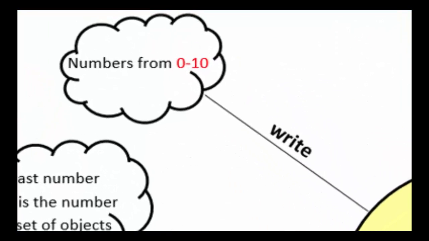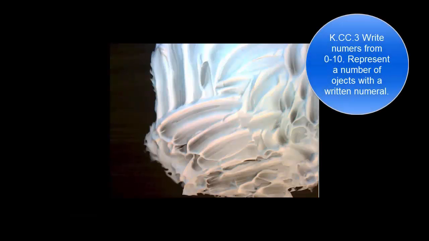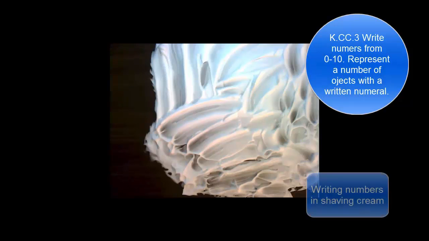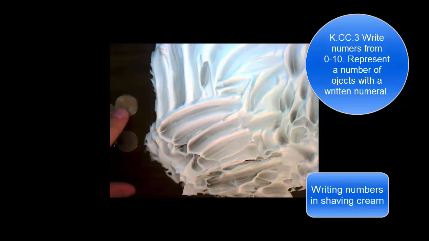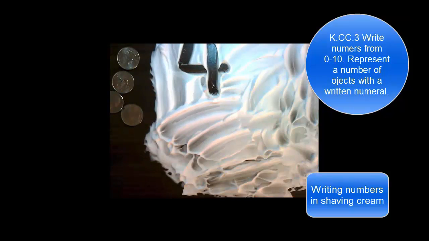And finally, students will write numbers from 0 to 10. Students should be able to represent a set of objects with a written numeral. Also, they should be able to create a set of objects when a numeral is presented. A fun way to do this at home is to count objects and have your child write the number in shaving cream. Have your child count quarters, 1, 2, 3, 4, and then write the number in the shaving cream. If they added another quarter, that would then be 5 quarters.